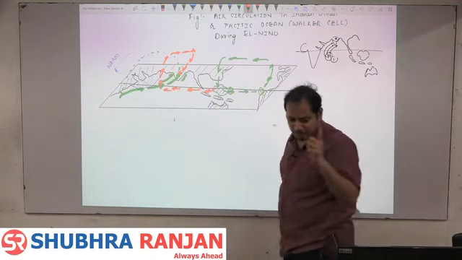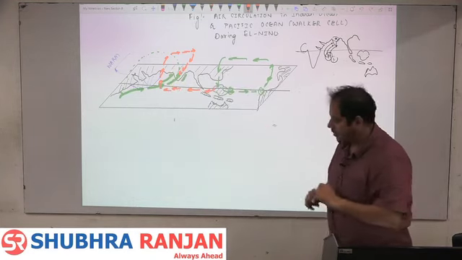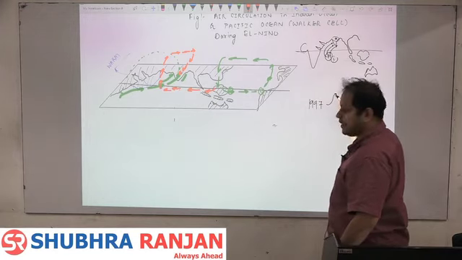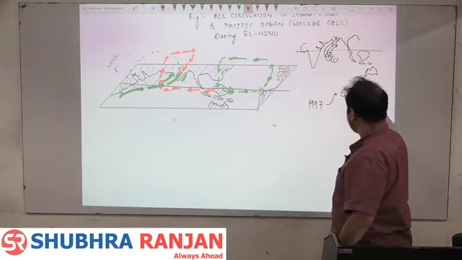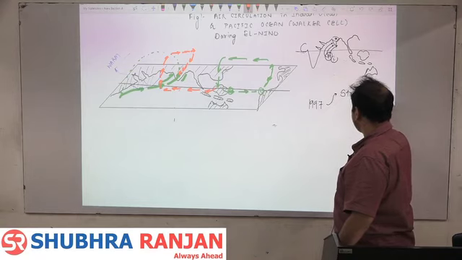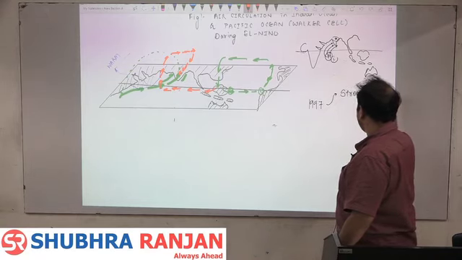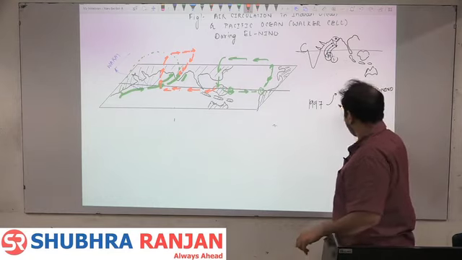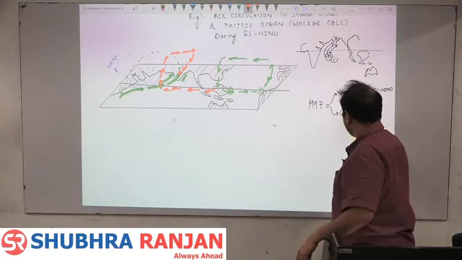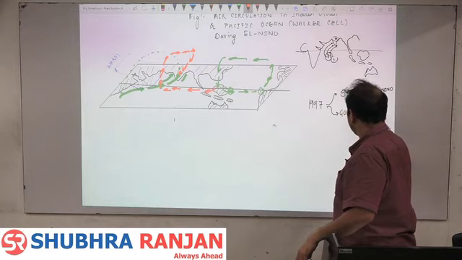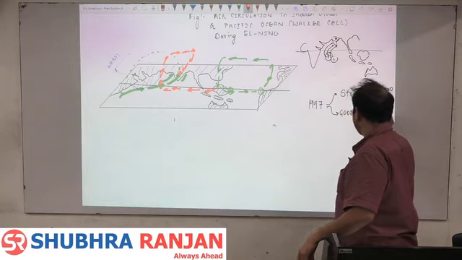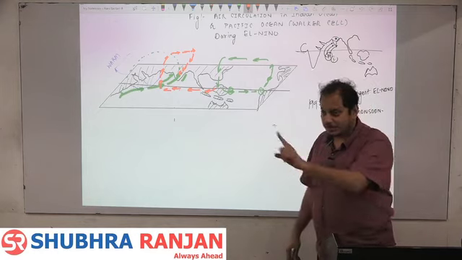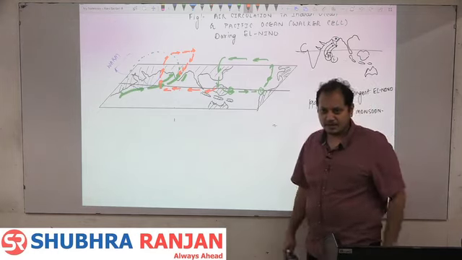When was Indian Ocean dipole discovered? In 1997. 1997 was the strongest El Nino year ever recorded, in modern climatology. And surprisingly, good monsoon over India. Why? You will understand. That is why I have taken this diagram.